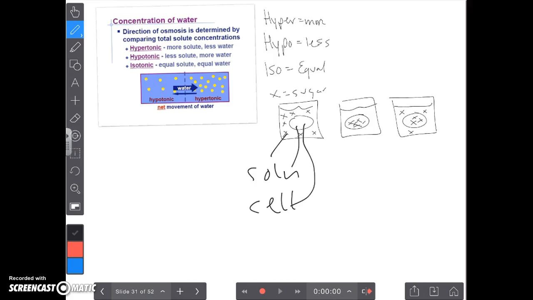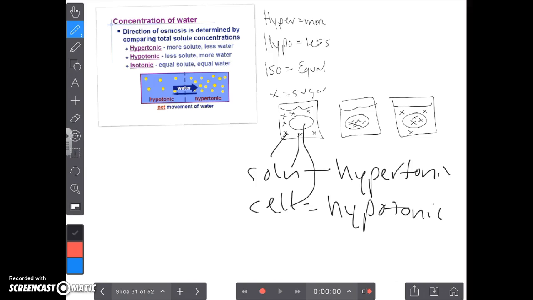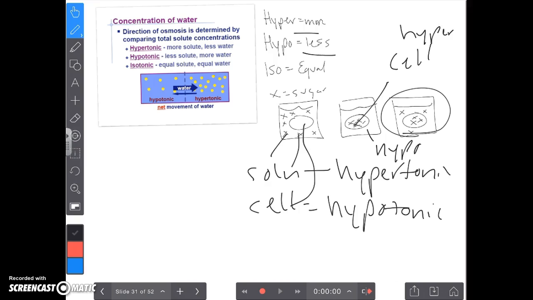Solution and cell considered. Okay, now the solution has more materials in it than the cell, so the solution is considered hypertonic. Since the cell has less, it is hypotonic. So usually in our prefixes, this one, the cell, has more, so it's hyper. The solution has less, so that's hypo. These are both equal, so that's going to be the same.